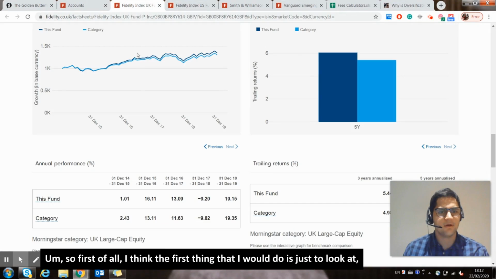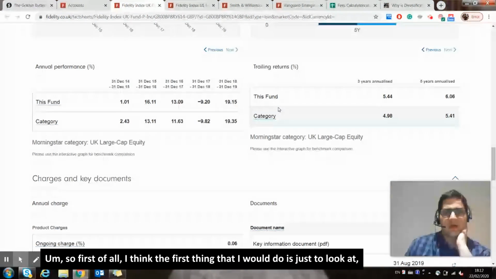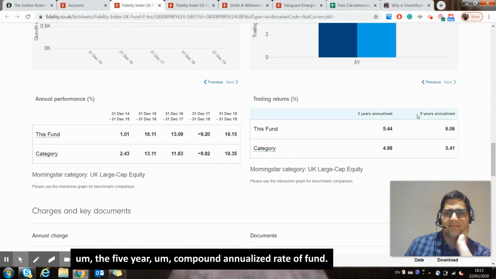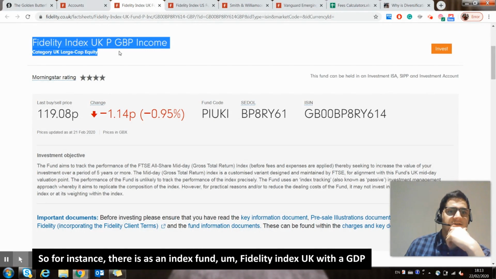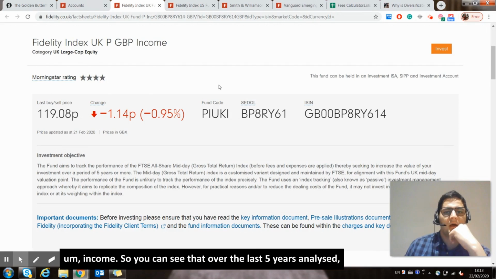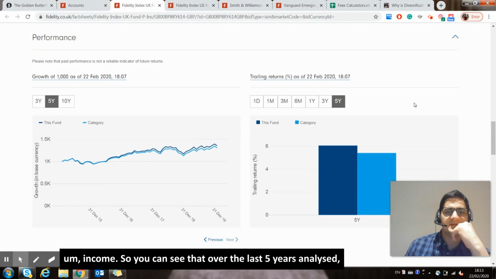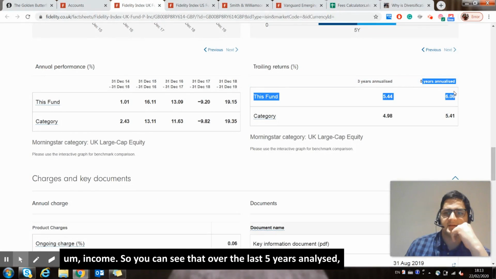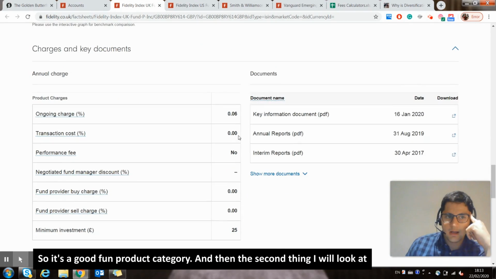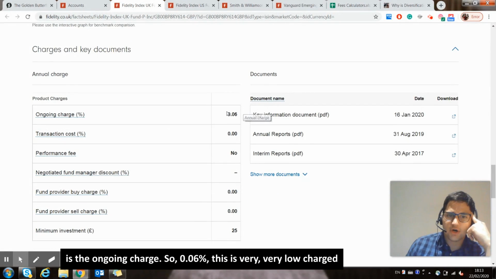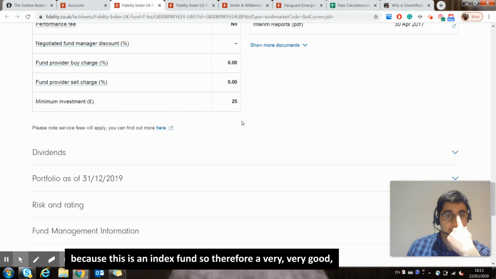So the first thing that I would do is look at the 5-year compound annualized rate of a fund. For instance, this is an index fund, Fidelity Index UK in GBP income. You can see that over the last 5 years, annualized it would return about 6%, which is a little bit over its category. So it's a good fund for that category. And then the second thing I will look at is the ongoing charge. So 0.06%. It's a very, very low charge because this is an index fund. So therefore very, very good.